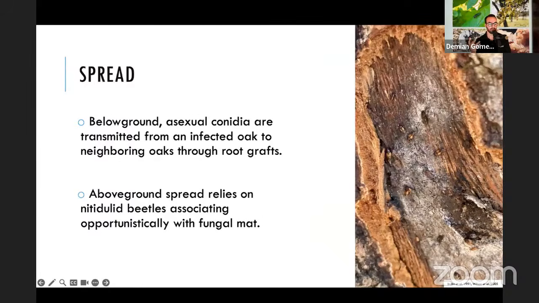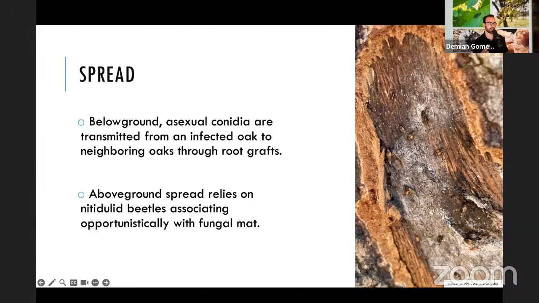So when we think about the spread, there are two different types of spread of the fungus. The first one is what we call below ground spread. In this case, the fungus and the spores of the fungus are going to move through the root system from one infected oak to another, right? This is a very common mechanism that happens in live oaks, for example. Live oaks have a very large root system that grafts with other trees around them, so they create this massive network in the landscape.